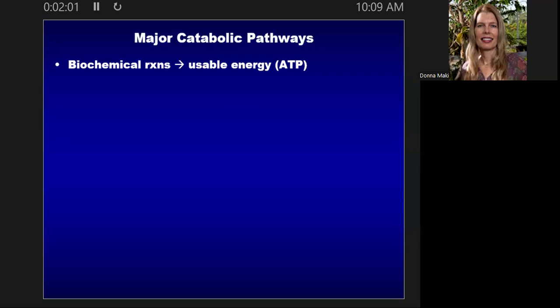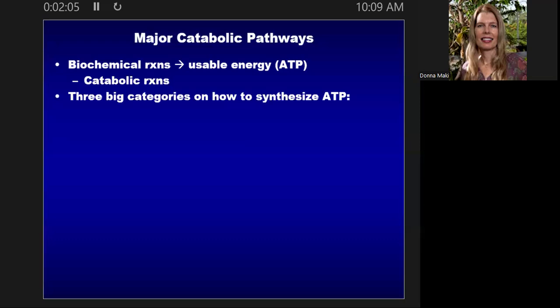So what we're thinking about is how they take in their resources in order to synthesize ATP. That's called catabolism or catabolic reactions. It's taking in substances and breaking them down, and as you break them down through physiological processes, you create a situation where ATP can get made. When you look at the big picture, there are basically three big ideas on how to synthesize ATP.